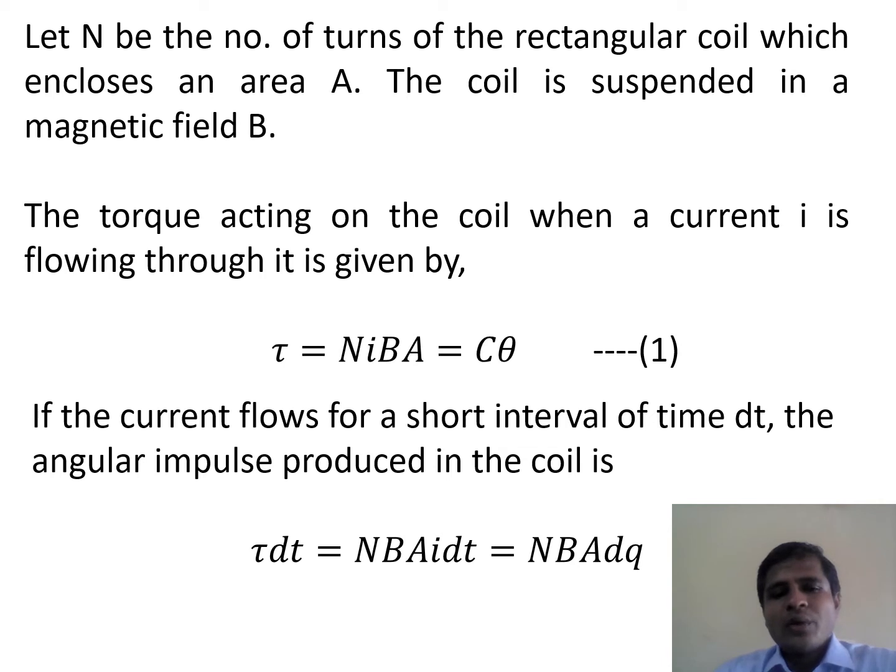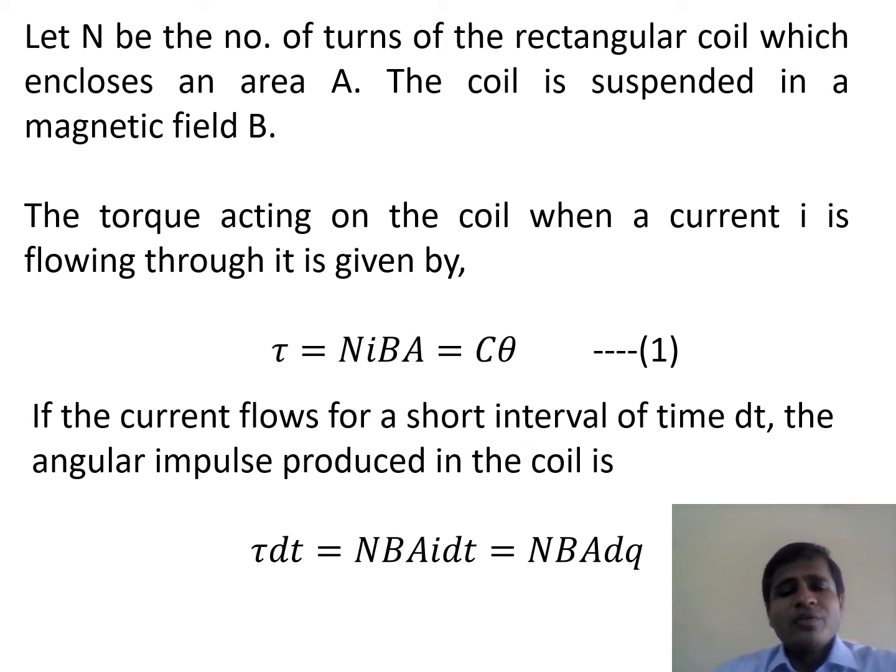torque, that is tau is equal to capital N into I into B into A, where N is the total number of turns of the rectangular coil, I is the current that is flowing through the rectangular coil, capital B is the magnetic field, and capital A is the area of the rectangular coil, which is again equal to C into theta, where C is the couple per unit twist of the rectangular coil and theta is the deflection. And let this equation be 1.